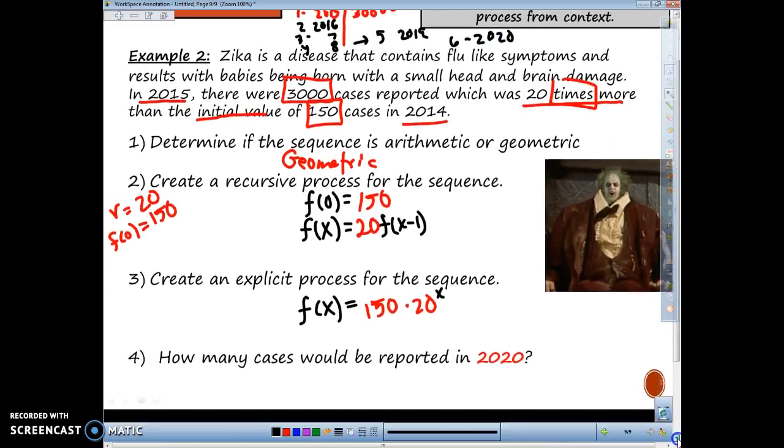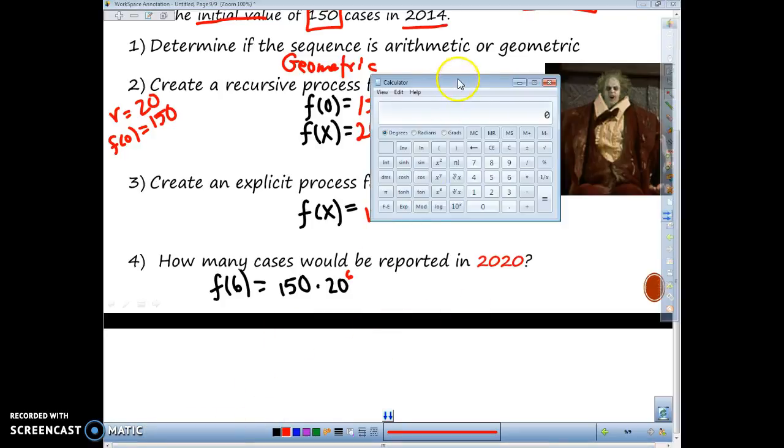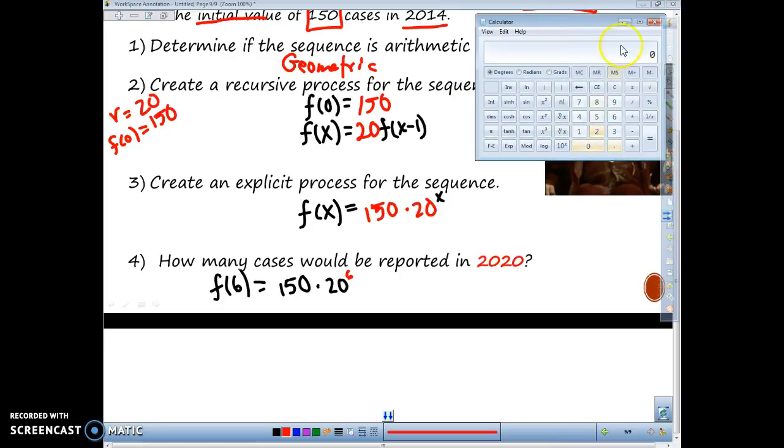So you could do this a couple of ways. You could recount this recursively. You could continue to multiply by 20, or you can evaluate the function at 6. So f of 6 is equal to 150 times 20 to the power of 6. You can use your calculator, and I'm going to go ahead and use mine. So let me cover up Beetlejuice over here. 20 to the power of, and here we go, here's my exponent. So 20 to the power of 6 is equal to that value. And I'm going to multiply that by 150, and boom.